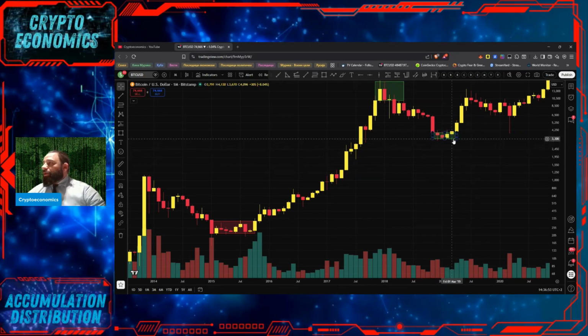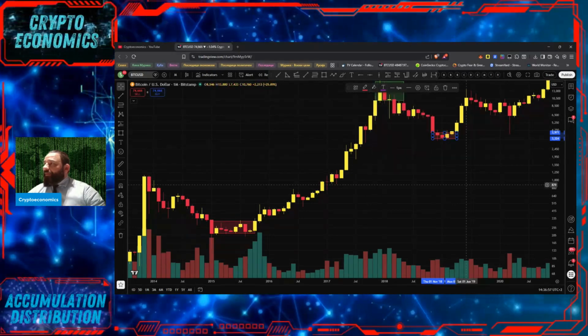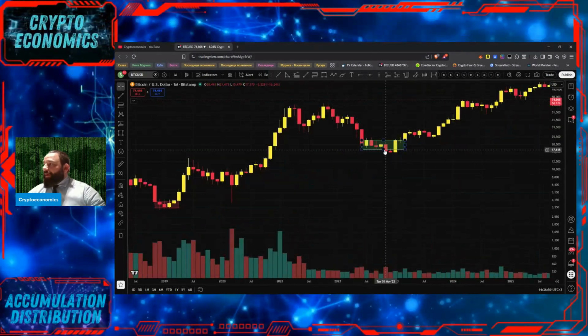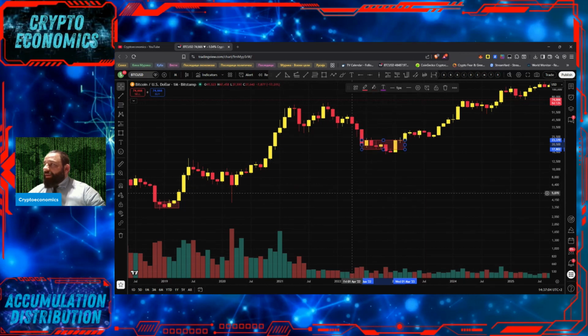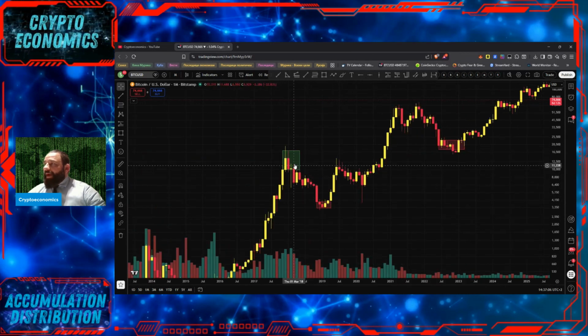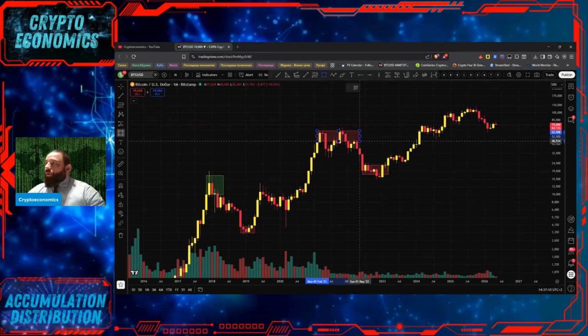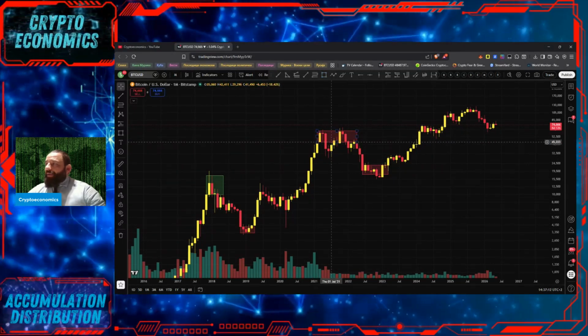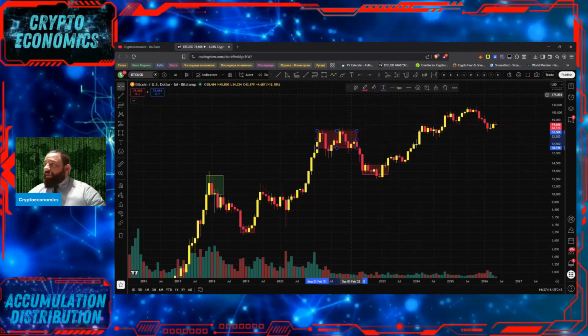Now, as we mentioned, the accumulation phase we're going to make in red, and the distribution phase we're going to make in green. So we have an idea where the chart was practically reaching the capitulation phases and where it was reaching the FOMO phases. Here we can see as well another, I would say, accumulation distribution phase, which was a bit longer.